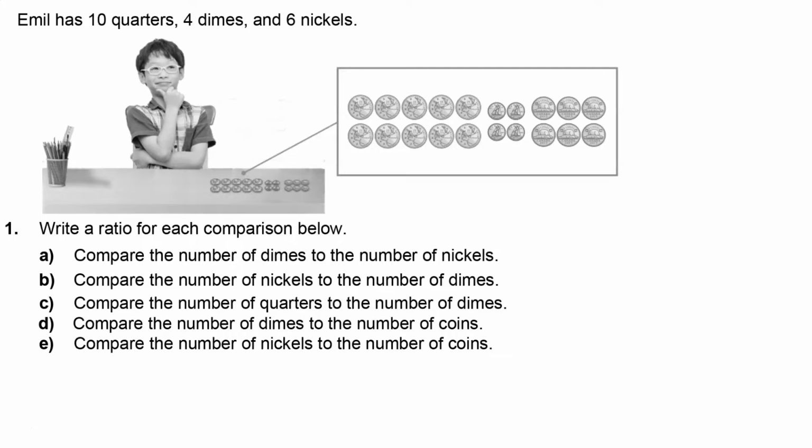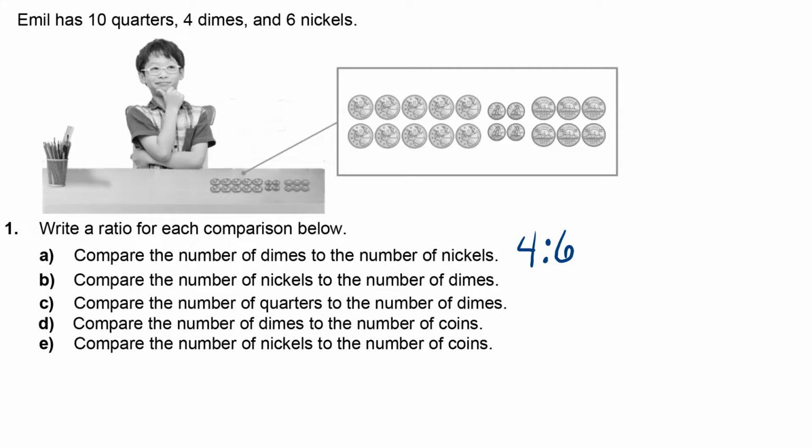Emile has 10 quarters, 4 dimes, and 6 nickels. Write a ratio for each comparison below. The first one says to compare the number of dimes to the number of nickels. We can see we've got 4 dimes and 6 nickels. So to compare the number of dimes to the number of nickels as a ratio, we say that there are 4 dimes, then we put a colon, and 6 nickels. So the ratio of dimes to nickels is 4 to 6.